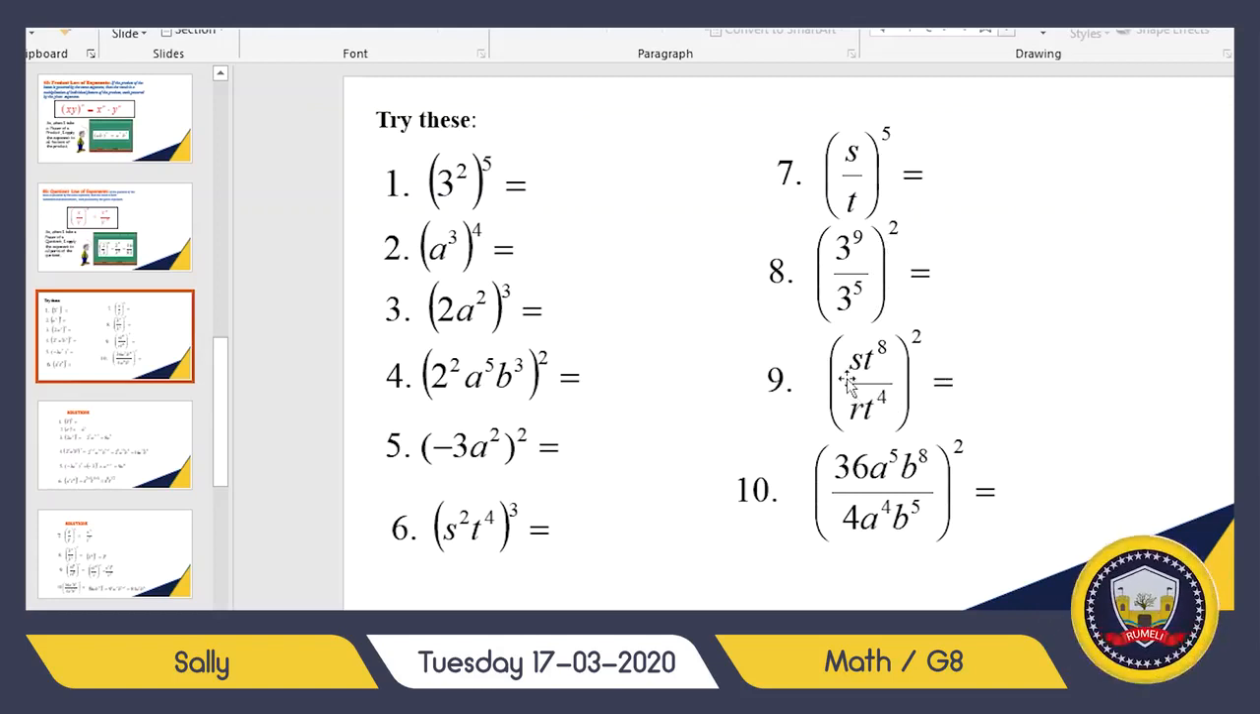Here s t to the power of 8 over r t to the power of 4 all to the power of 2. So I have to find first the same base.